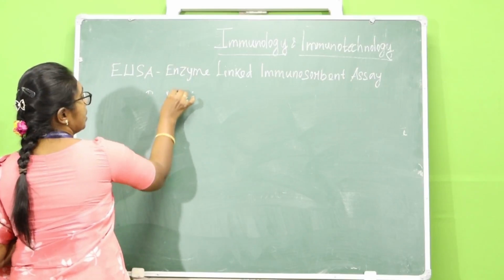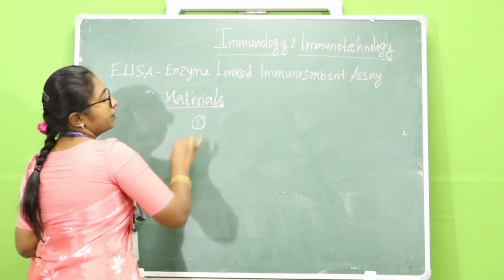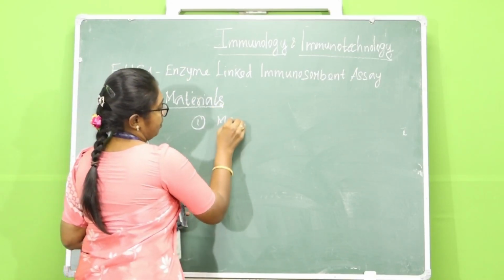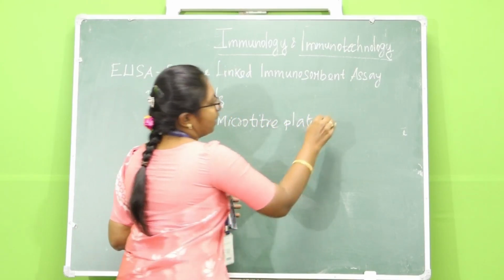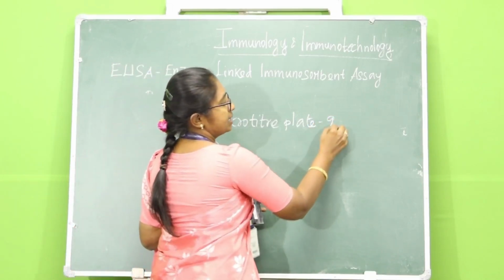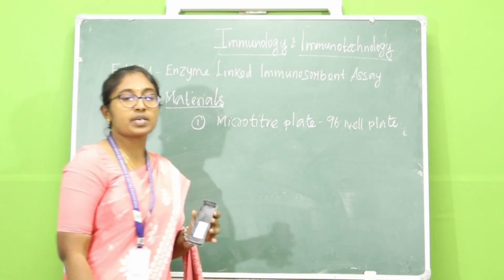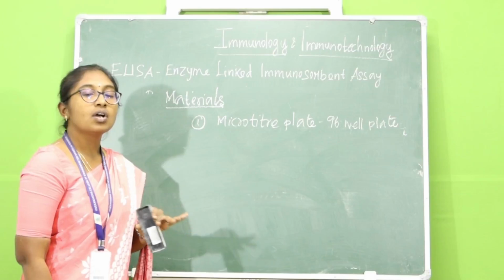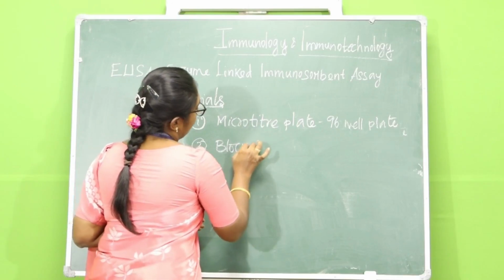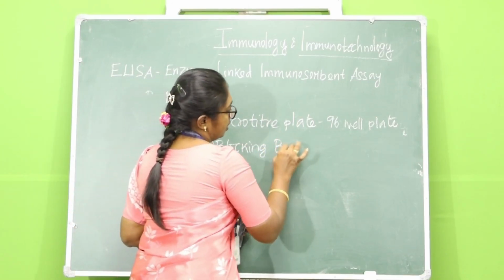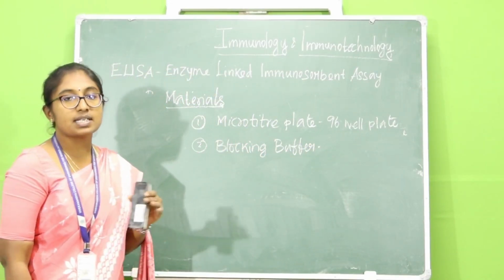Next we will see the materials we require for ELISA. First, we need a microtiter plate. Usually we use a 96-well plate. Why are we using this? It has the capacity to absorb the antigen or antibody on the surface. Then we use blocking buffer. Why are we using blocking buffer? Blocking buffer blocks the antigen from reacting with certain proteins.